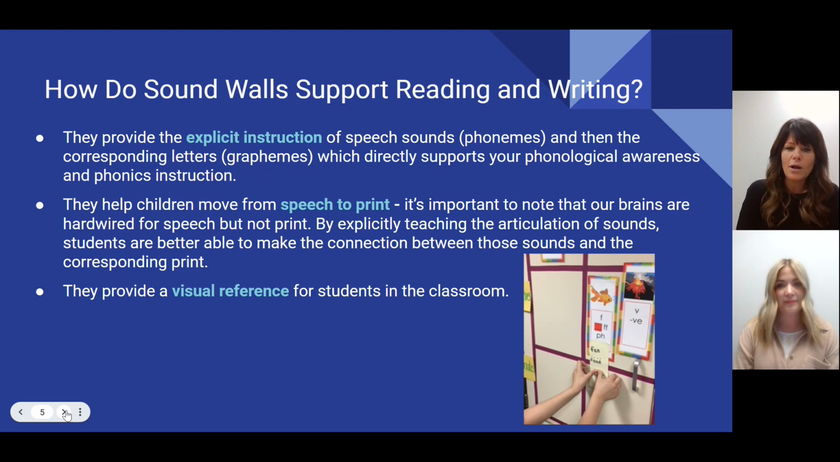And then sound walls, because they're displayed up in your classroom, really are an ongoing visual reference for your students and yourself to utilize in your classroom. We all know that we've had walls up for various reasons in the past that we don't always utilize, and that's not effective. But when we refer to something all the time, whether it's that personal dictionary or a sound wall up on your wall or an anchor chart, then we know that it enhances learning.